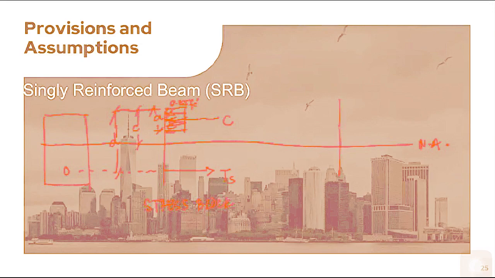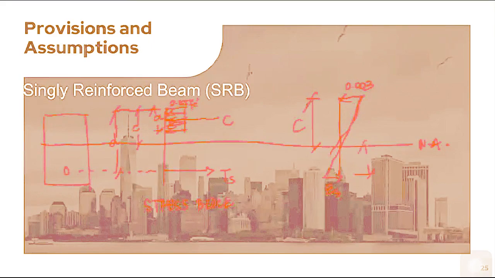And for the strain, this is 0.003. So this is C. Epsilon T. So this is D minus C. So this is your strain diagram. So nakuha yung mga elements.